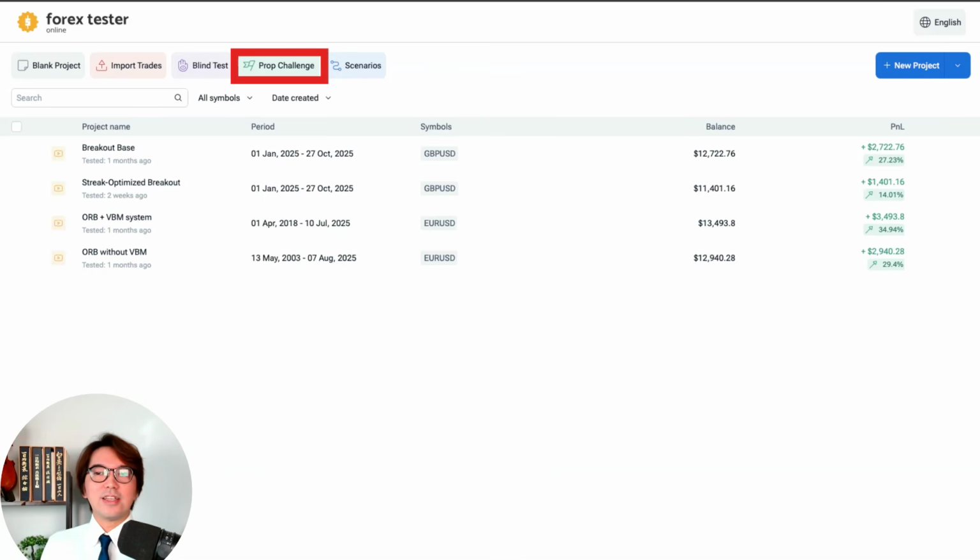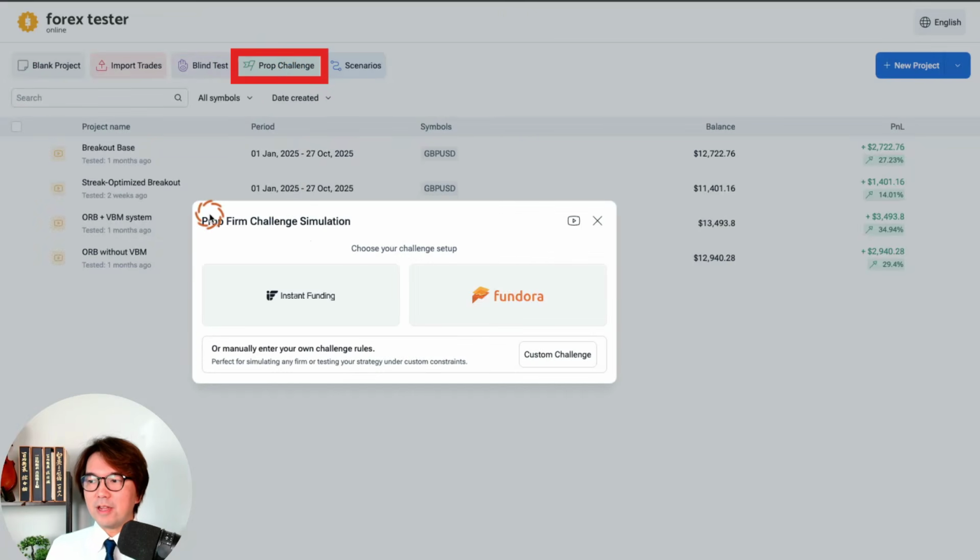First, click the prop firm challenge over here at the top of the FTO dashboard. The prop firm challenge simulation screen will appear like this. And here's an important point to note. The screen shows 2 preset prop firms, but there is absolutely no problem if you're taking an exam for another prop firm like FTMO, which many viewers challenge.